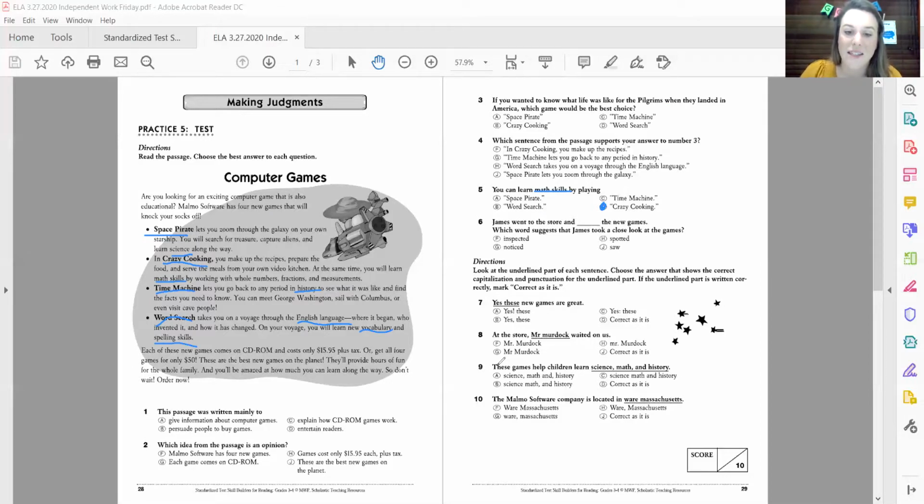All right, next. 6. James went to the store and saw the new games. Which word suggests that James took a close look at the games? This was one of our vocabulary words a long time ago, and would a close look. So took a close look. Would that be inspected, noticed, spotted, or saw? Well, a close look, when you inspect something, you're looking at it very closely to see what's going on.